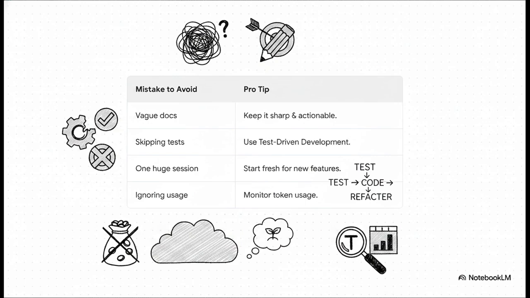Now, this table breaks down some classic mistakes. Instead of writing a novel for your documentation, keep it sharp and to the point. But the biggest pro tip here is about testing. Do not skip the tests. Better yet, give the AI a failing test and just say, your one job is to make this pass. It gives the AI such a crystal clear, measurable goal to shoot for. Oh, and also, stop using one giant session for your whole project. Start fresh for each new feature to keep the AI's focus clean.